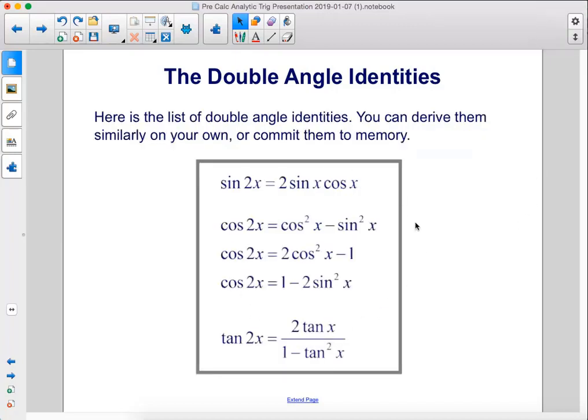Here is the list of double angle identities. You can derive them similarly on your own or commit them to memory.